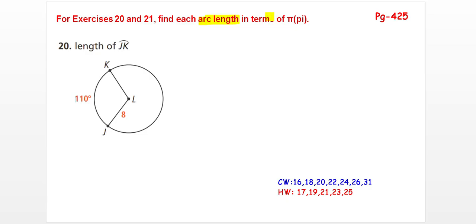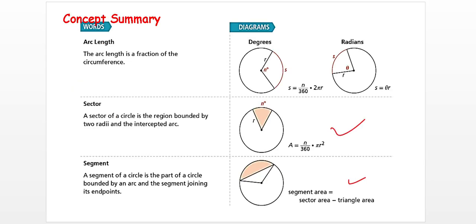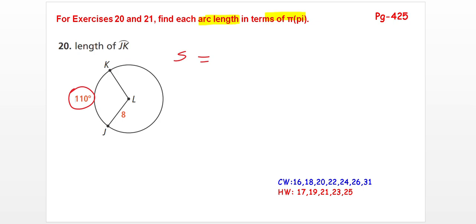Okay, and leave your answer in terms of pi, means no need to change it into decimals. Arc length. Now because the angle is given in degrees, that means I have to use the formula that says arc length S equals... By the way, I was telling you that arc length we write with a small l, but I noticed that in your book they have written it with the letter S. So we will say arc length S equals theta over 360. Let's write the formula. It's theta over 360.